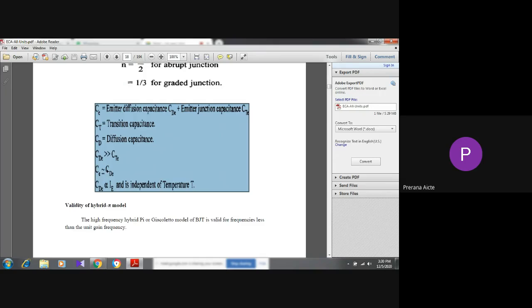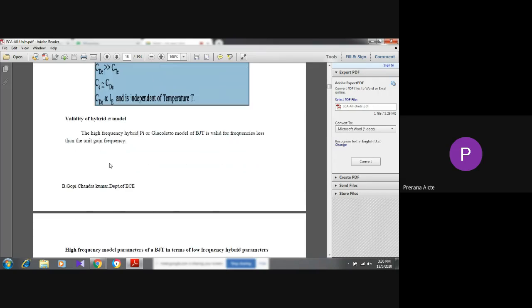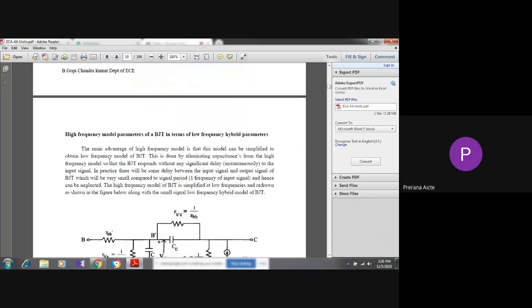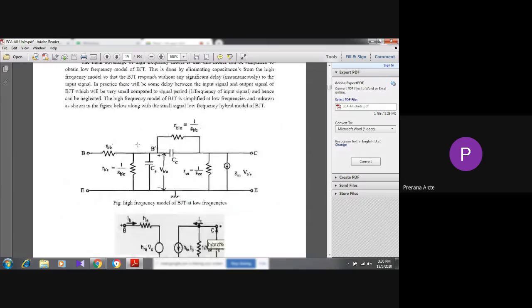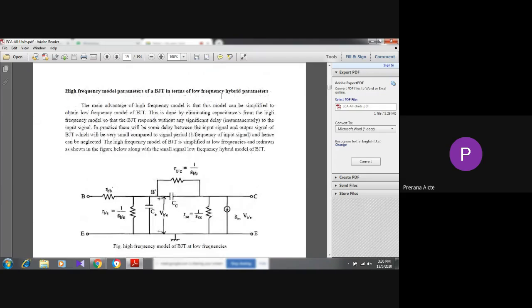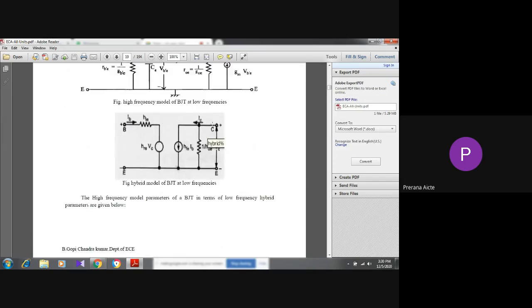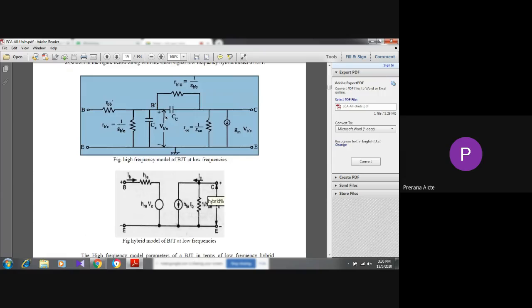Next, validity of the hybrid pi model. This hybrid pi model is valid for frequencies less than the unity gain frequency. Now, in terms of low frequency h parameters, this is the figure. This is the hybrid pi model, I mean the high frequency model, and this is the low frequency model.